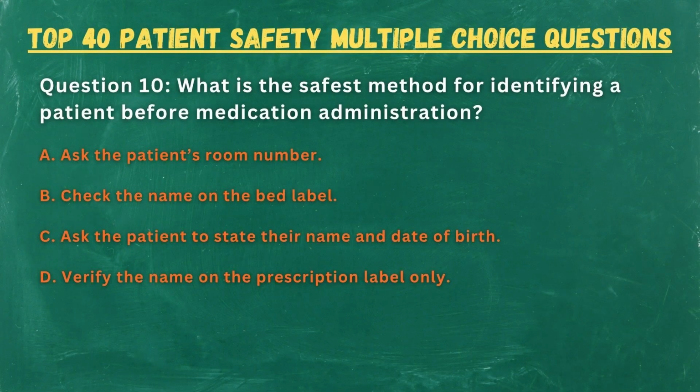Question 10. What is the safest method for identifying a patient before medication administration? A. Ask the patient's room number. B. Check the name on the bed label. C. Ask the patient to state their name and date of birth. D. Verify the name on the prescription label only.